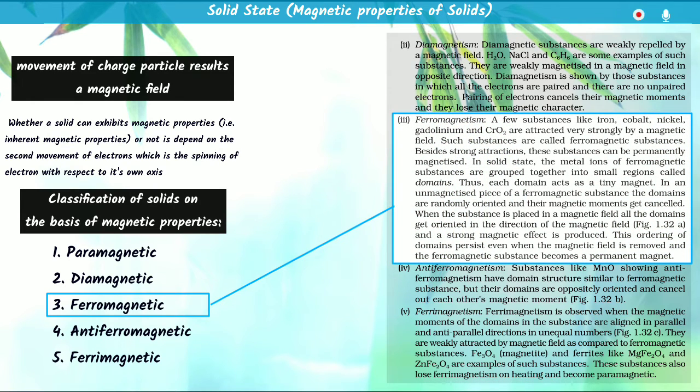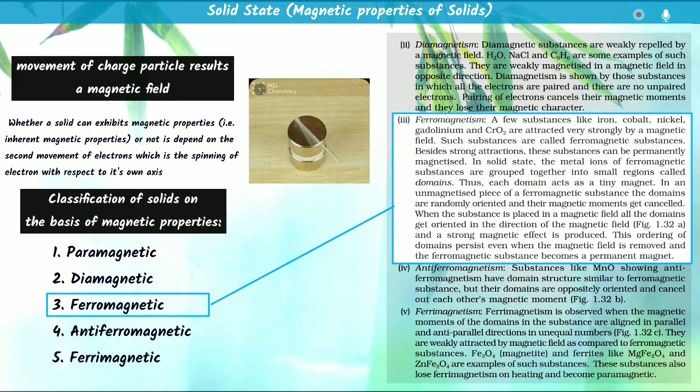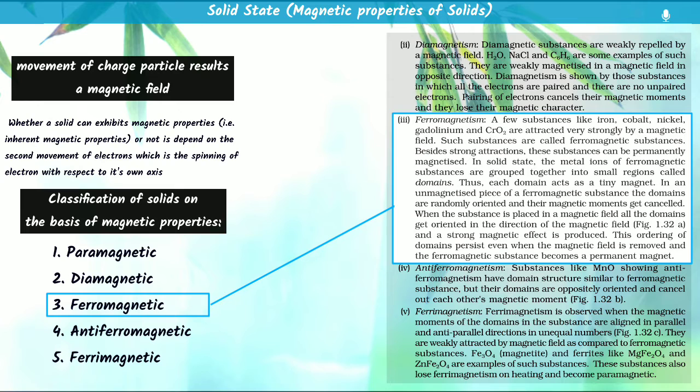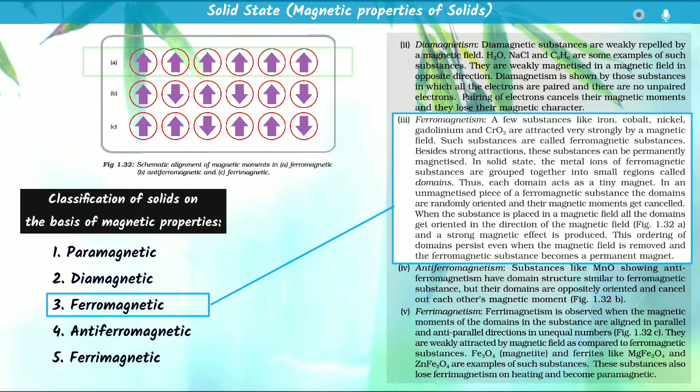Some examples of ferromagnetic solids are iron, cobalt, nickel, chromium oxide, etc. They are strongly attracted by an external magnetic field, and along with this strong attraction, they can be magnetized permanently by using an external magnetic field. Additionally, the metal ions inside these solids group together and form domains, and these domains are like teeny bar magnets.